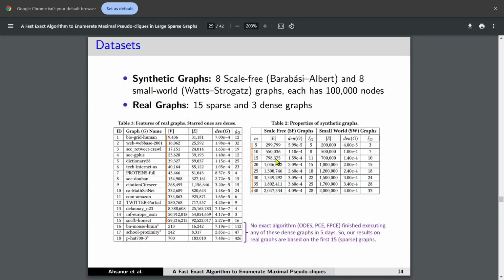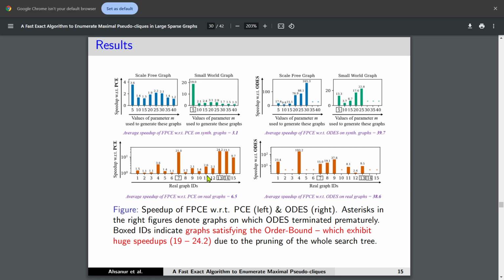We created 16 synthetic graphs and collected 18 real graphs. All of them are sparse except these three real graphs. However, no existing exact algorithm finished execution on these three dense graphs. Our results on real graphs are based on these 15 graphs. The speedup of FPC over PC is 3.1 and 6.5 on synthetic and real graphs respectively.